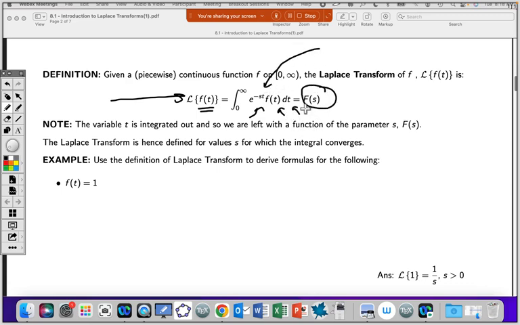So a transform, once again, is you're going from one type of domain into another type of domain. So we're going from time into this sort of frequency space.